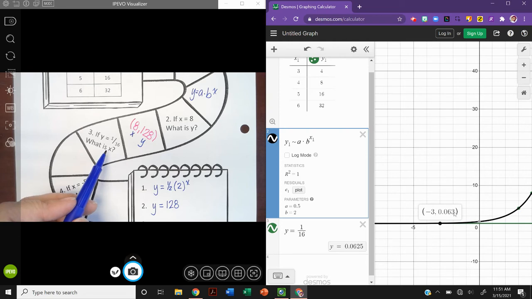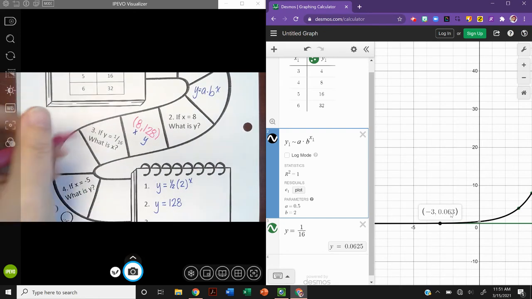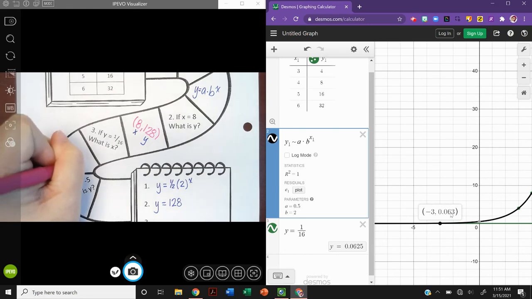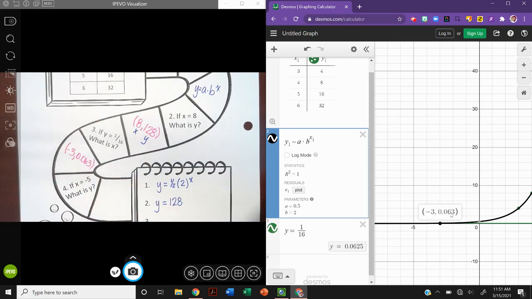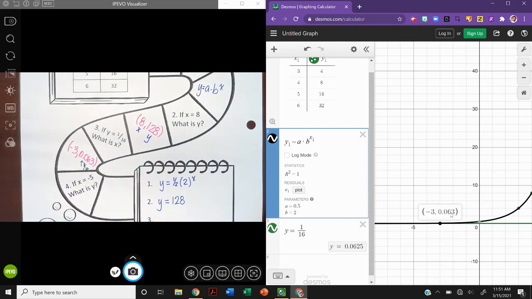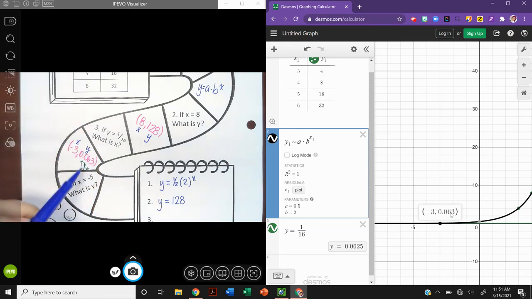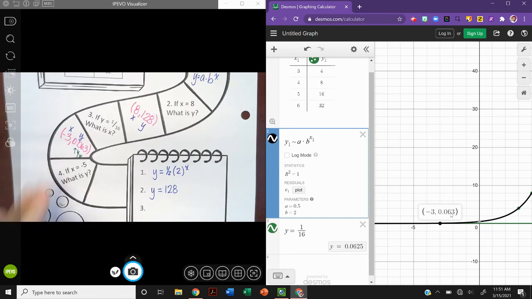0.0625. Well, up here in the point, they rounded that because they just don't put as many digits when they label the point. So now I have the point -3, comma 0.063. Just make yourself a note that that's the same thing as 1/16. That's a fraction. So again, I have x here, y here. So if y equals 1/16, x equals -3.